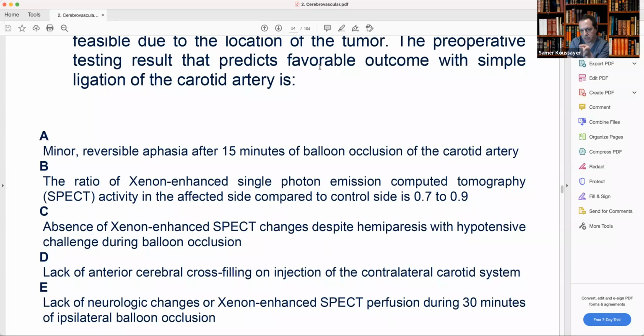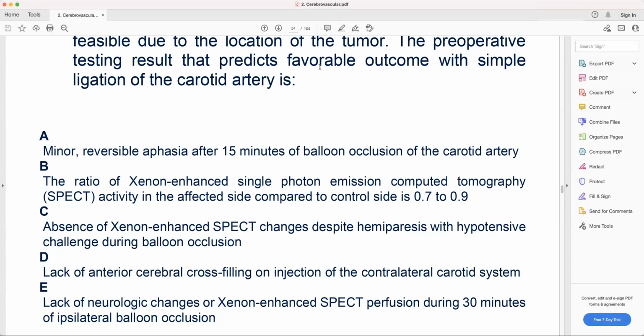This is a bad sign because, as I said, the activity has to be equal, or maybe drop a little bit, like 1%, like 0.9. But if you drop to less than 0.9, that means this artery is important and we can't tolerate an occlusion. So if the SPECT activity drops more than that, that means this side will be affected if you ligate the artery. The next one.